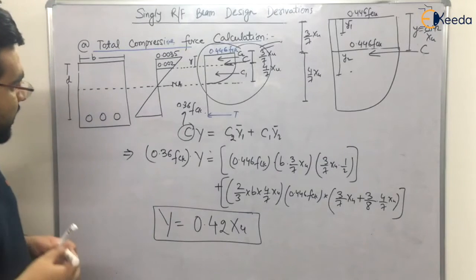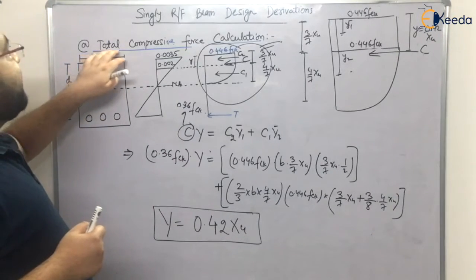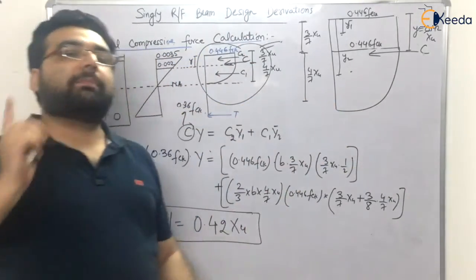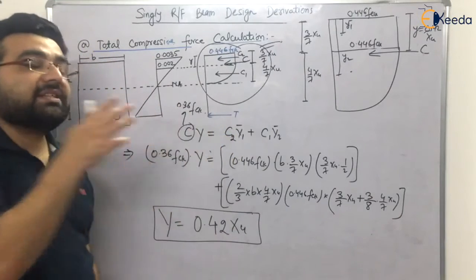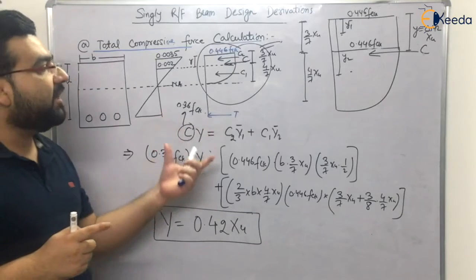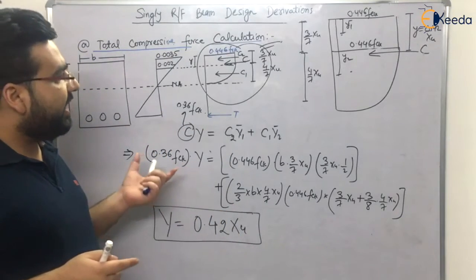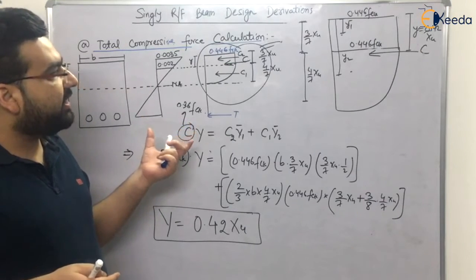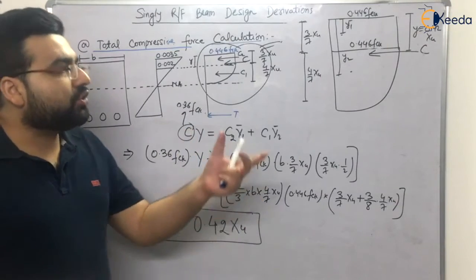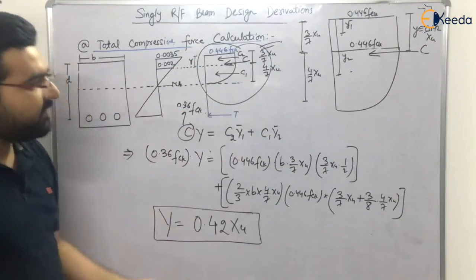Clear? So I hope, students, that you have understood how to determine the total compressive force, and number two, how to determine the center of this compressive force at which it is actually acting. This was very important because this will be used when we will be deriving the moment of resistance, the neutral axis, and when we will be knowing whether the section is under reinforced, over reinforced, or a balanced section. So these topics and these points will be very important.